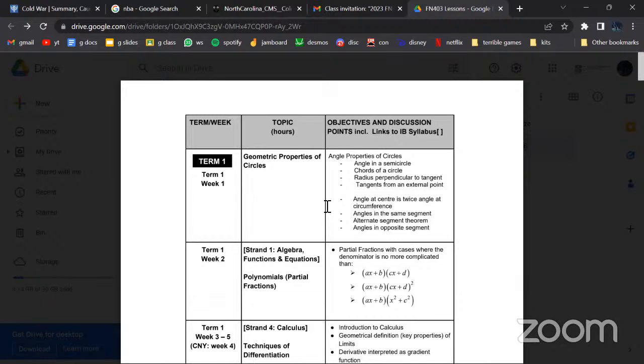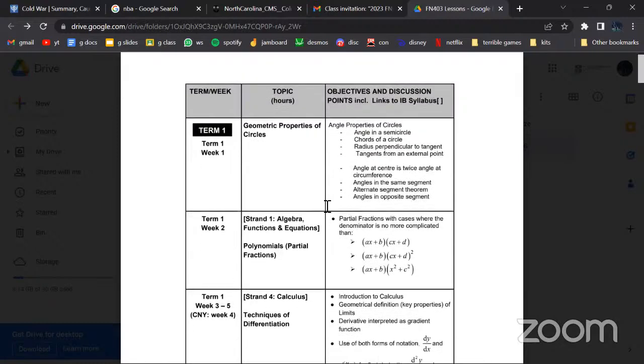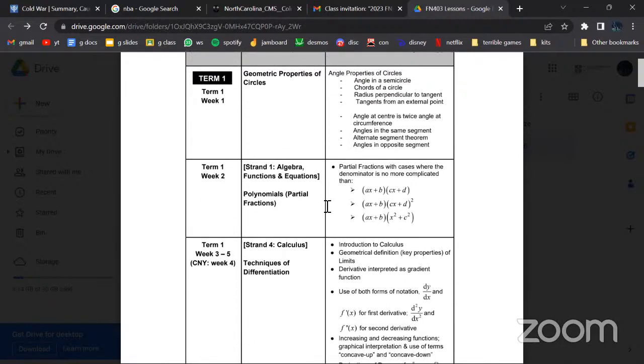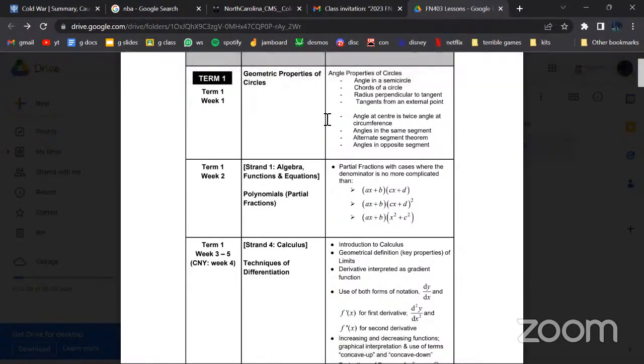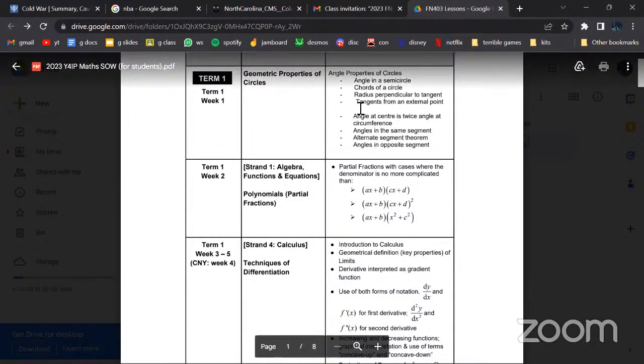Okay, so I'm looking at your screen sharing, Ainesha. This is what your teacher gave you, just a standard thing. Week 1, he wants to talk about circles. Oh yeah, we are doing this, and there's homework on this. You are going to start with this, right? So calculus will be later. Understand? Yeah, I learned the word tangents because I never knew what this was.